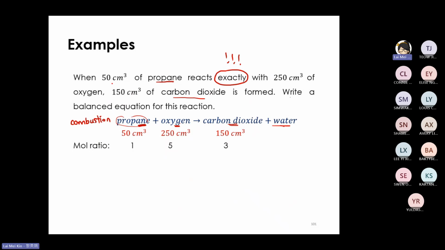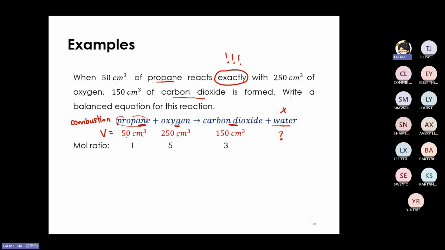So it's given that I have 50 centimeter cube of propane, 250 centimeter cube of oxygen, and 150 centimeter cube of carbon dioxide. These are all gases. Propane is gas, oxygen is gas, carbon dioxide is gas. Why don't I have information for water? Because it's not a gas. Yes, very good. That's why there's no information for water.